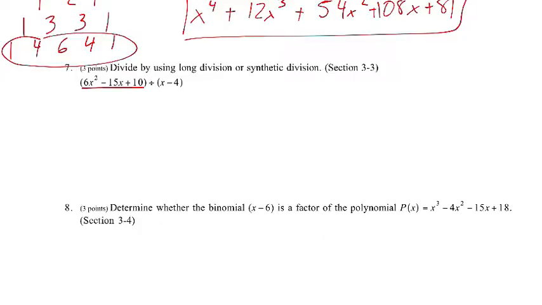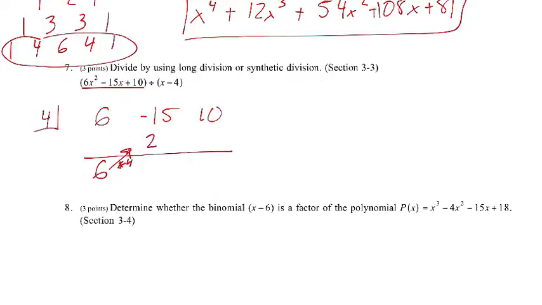But for synthetic division, we need to take the coefficients from our dividend, so 6, negative 15, and 10, and set those up. And in the box in the upper left here, we're going to put whatever makes our divisor equal to 0, whatever our root is there, and that's just 4. So we're going to place a line down here, and we're going to drop that first coefficient down, so that's 6. Next up, we're going to multiply that 6 by 4, which gives us 24, and we're going to add those two numbers, the negative 15 and the 24, giving us 9.